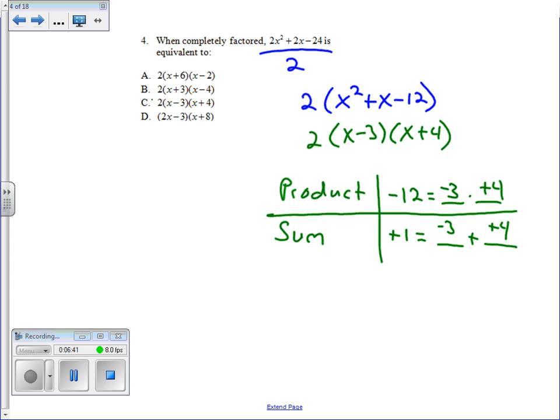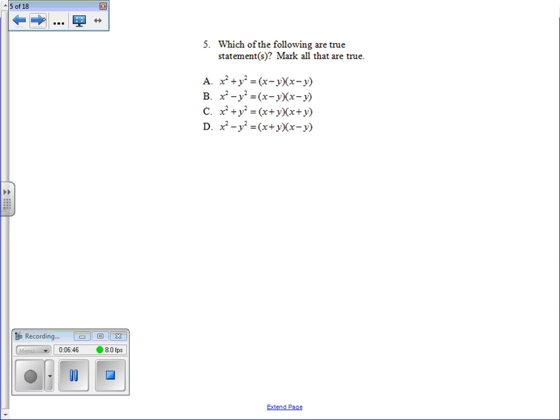So my answer is going to be C. For 5, which of the following are true statements? Mark all that are true. Well, if you look at B and D, they're saying the same thing, x squared minus y squared. So we just learned, we didn't just learn, but the difference of squares is written as x plus y and x minus y. So I know B is definitely out.